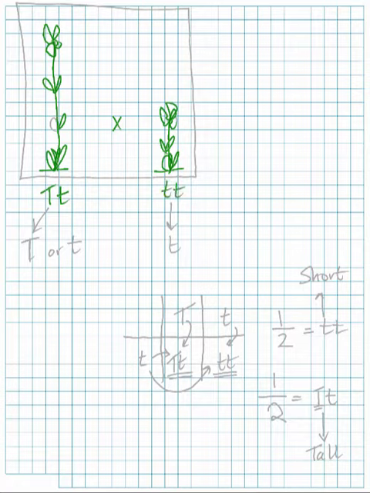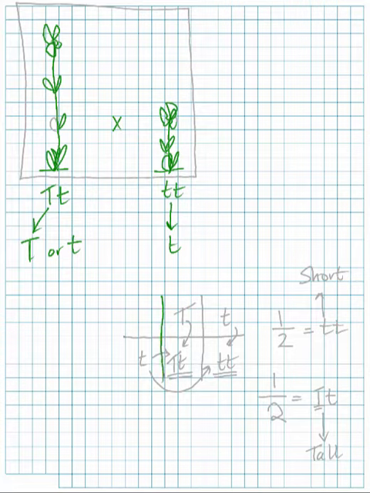So now it gets a little bit more complicated because the gametes from the tall plant could be big T or they could be little t. Whereas the gametes from the short plant are always going to be little t. So what's our geneticist going to do? Our geneticist is going to do something a little bit different this time.